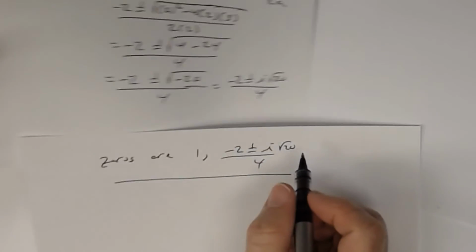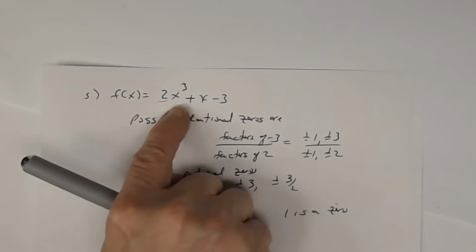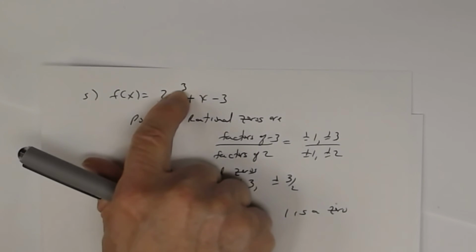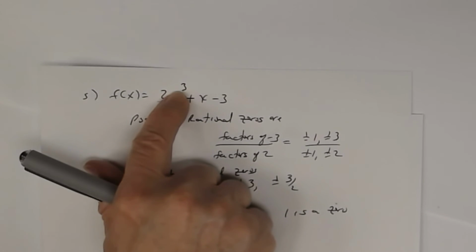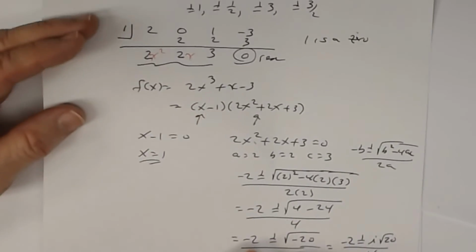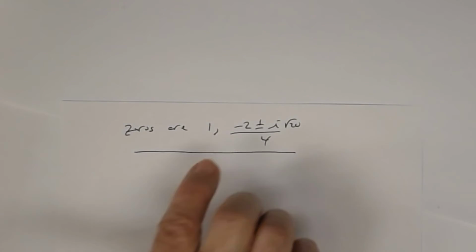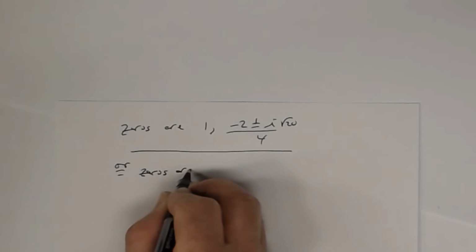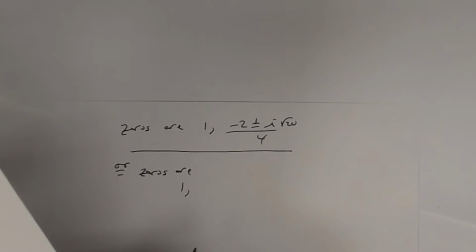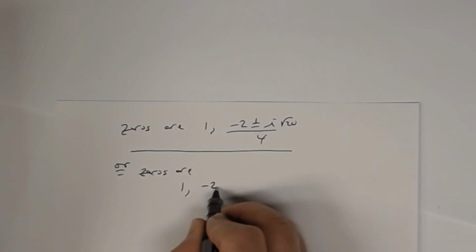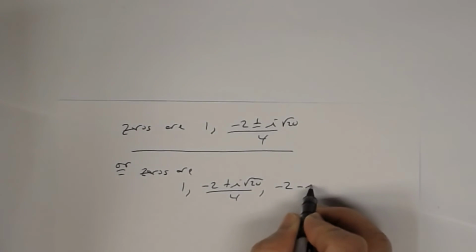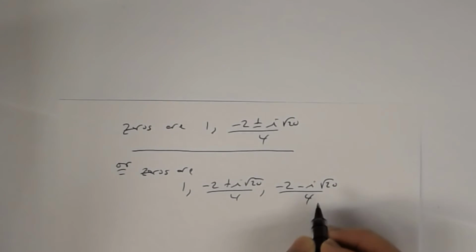I want you to notice, though, remember our fundamental theorem of algebra. Fundamental theorem of algebra says you're going to have 3 zeros. Okay? At most 3 will be different. All right, and you do have 3 zeros, and they're all different. So you could also say zeros are 1, and then negative 2 plus i square root of 20 divided by 4, negative 2 minus i square root of 20 divided by 4.